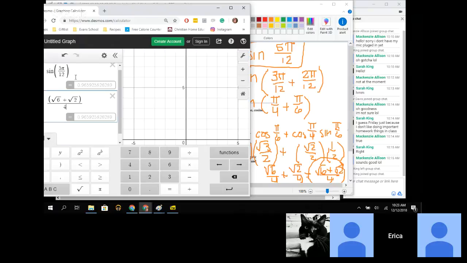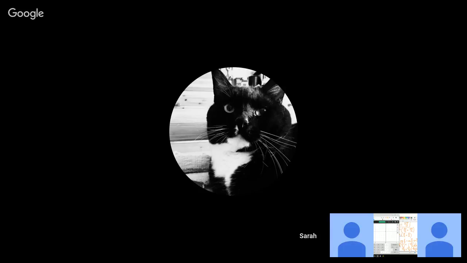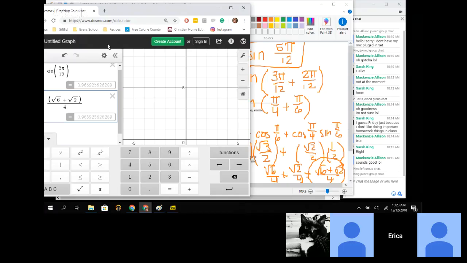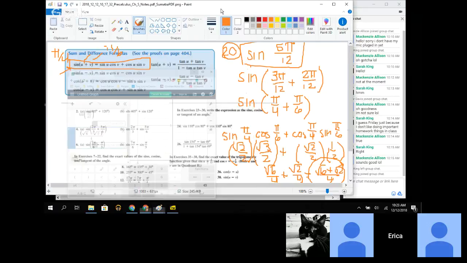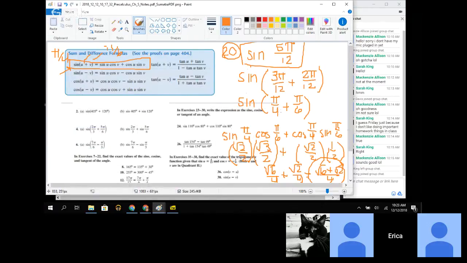So I think if I'm looking right, that is 7 through 21. That's how you do those. Does that make sense? What I'm doing, how I'm plugging it in, and how I'm coming up with these values to plug in? Does that make sense?